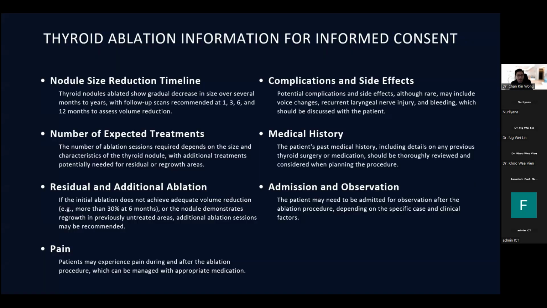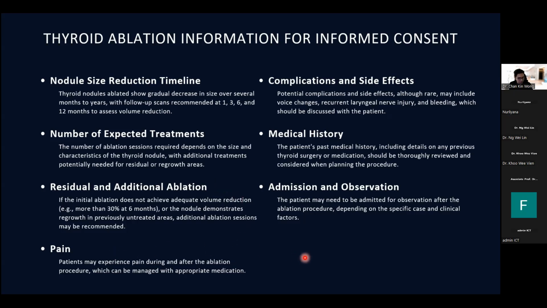Of course, not everything is sunshine and roses. Prior to the procedure, we also need to explain the procedure and potential complications, as well as manage patient expectations. For informed consent, we need to talk about the nodule size reduction timeline. Generally, you need to follow up over 1, 3, 6, and 12 months to assess volume reduction. Some patients will require more treatments depending on the number of nodules. In some cases there might be residual lesions, and when you have residual lesions, you need to go for additional ablation.